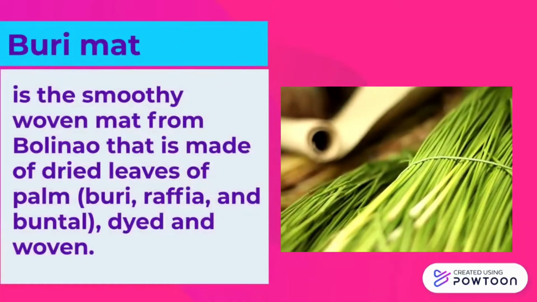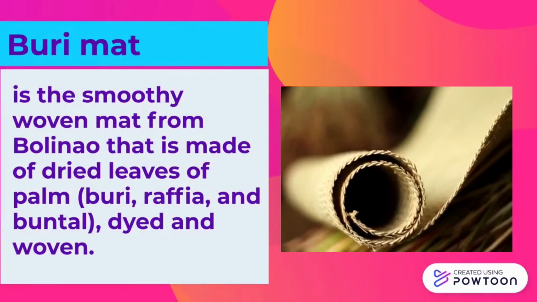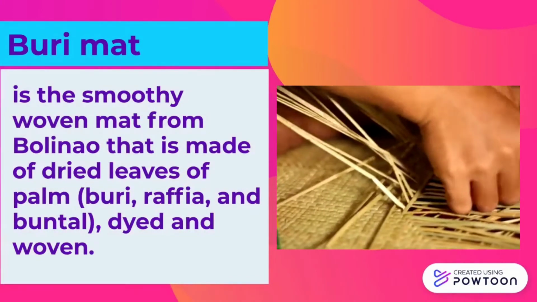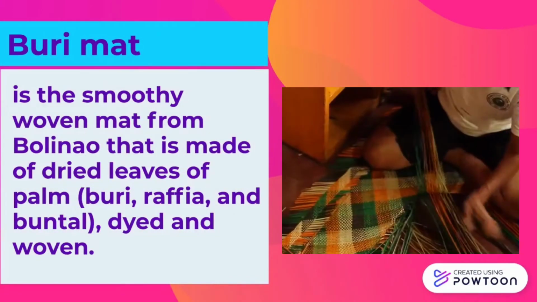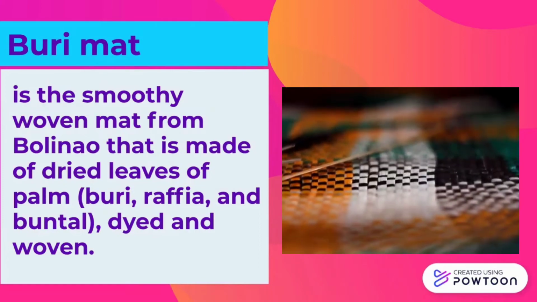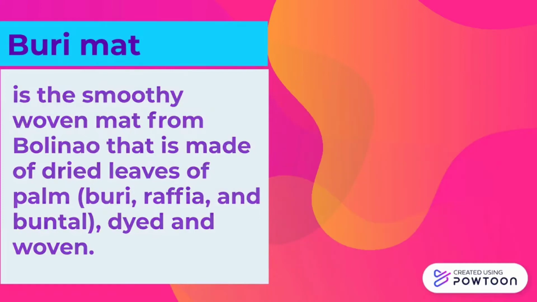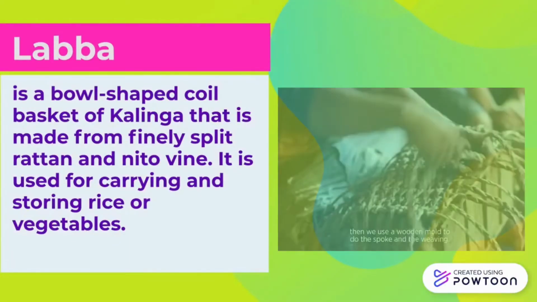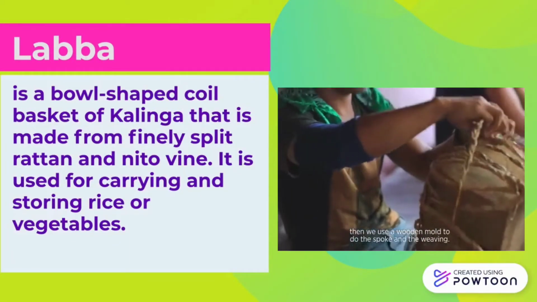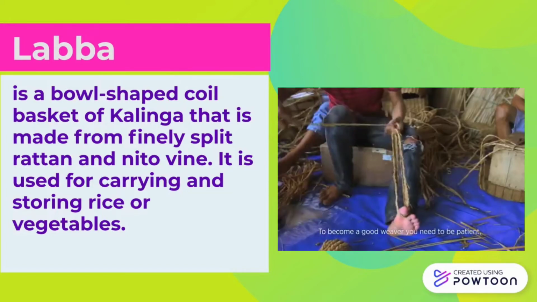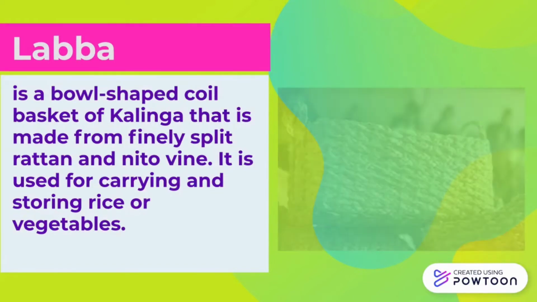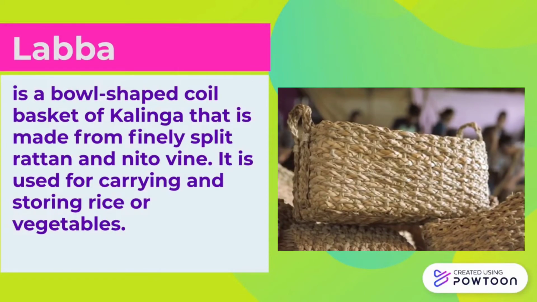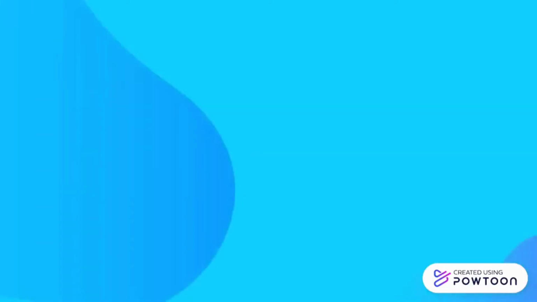Buri mat is a smoothly woven mat from Bolinao that is made of dried leaves of palm. Buri, raffia, and buntal are dyed and woven. The next one is laba. Laba is a bowl-shaped coil basket of Kalinga that is made from finely split rattan and nito vine. It is used for carrying and storing of rice and vegetables.